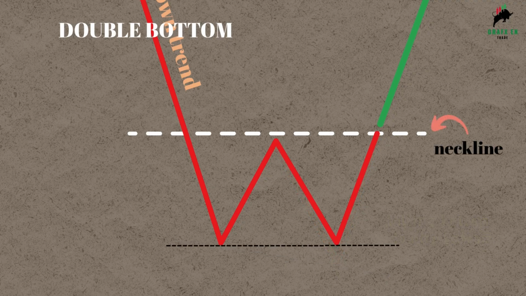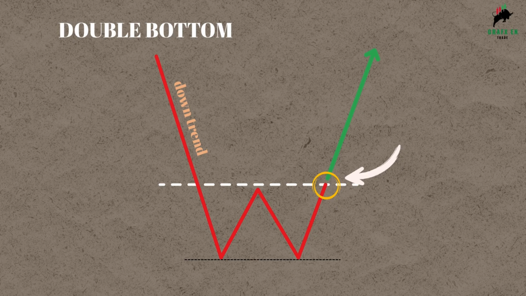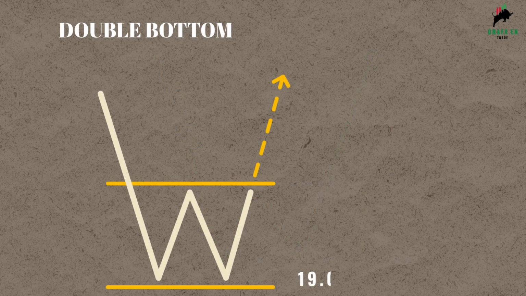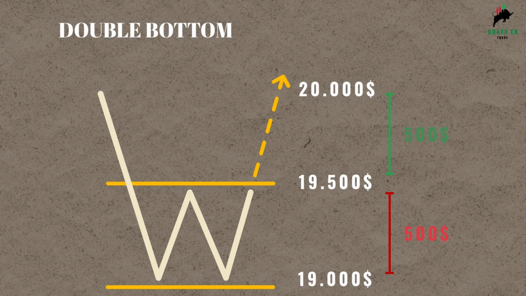In a double bottom, the neckline passes through the peak between the two bottoms. When price breaks above this line, the trend reversal is confirmed. The target price is calculated by measuring the distance between the neckline and the bottoms, then projecting it upwards. For example, if the bottom is $19,000 and the neckline is $19,500, the difference is $500. A breakout above the neckline suggests price could rise at least to $20,000. In strong market conditions, the rally could go even further.